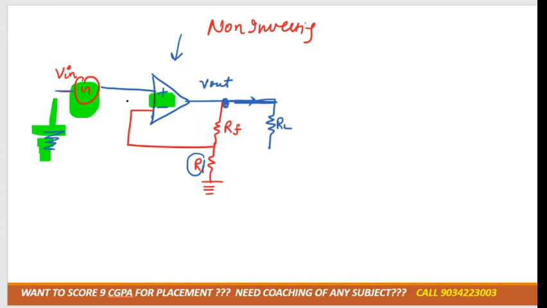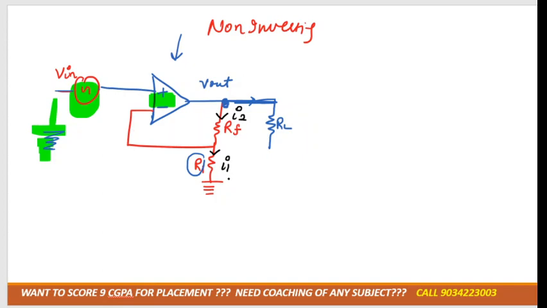Okay, now can I mark the current over here? Let us consider in RF, current I2 is moving out of the node, and in R1, current I1 is moving out of the node, right? So as you can see, this is RL, the load resistance across the terminal. Okay, tell me, any doubt up to here?